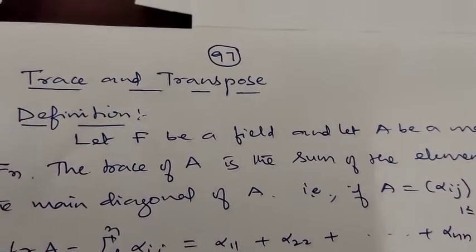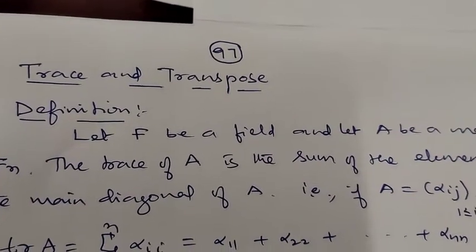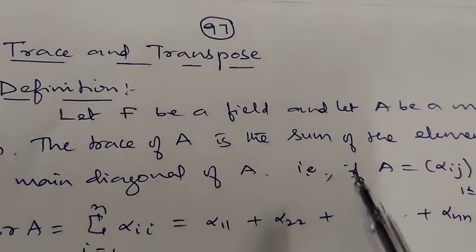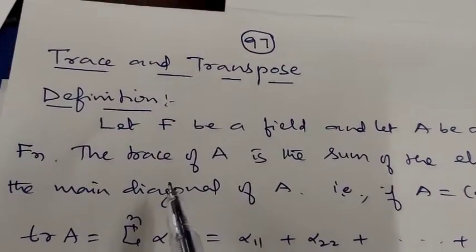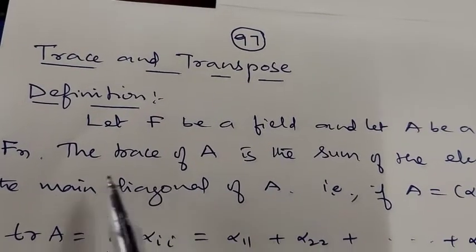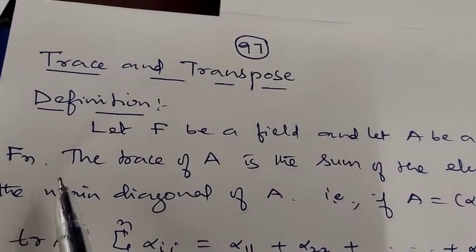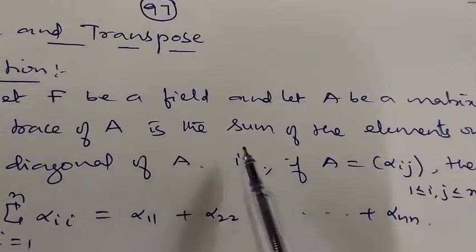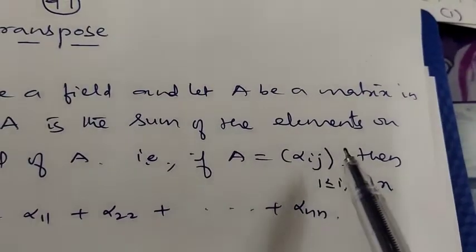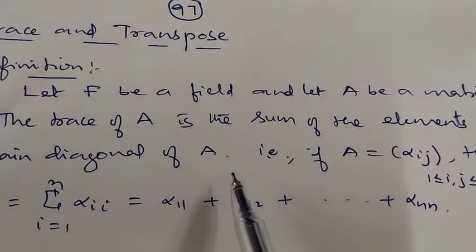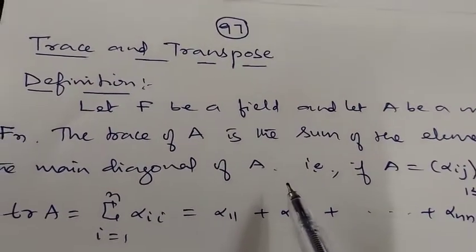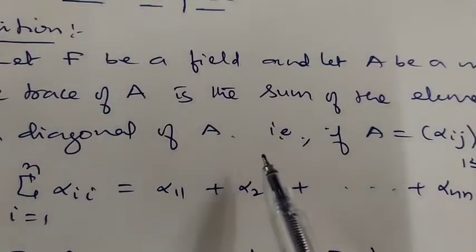Next let us consider another topic: trace and transpose. Let F be any field and let A be a matrix in Fn, that is, an n cross n matrix with entries in the field F. Then the trace of A is the sum of the elements on the main diagonal of A.